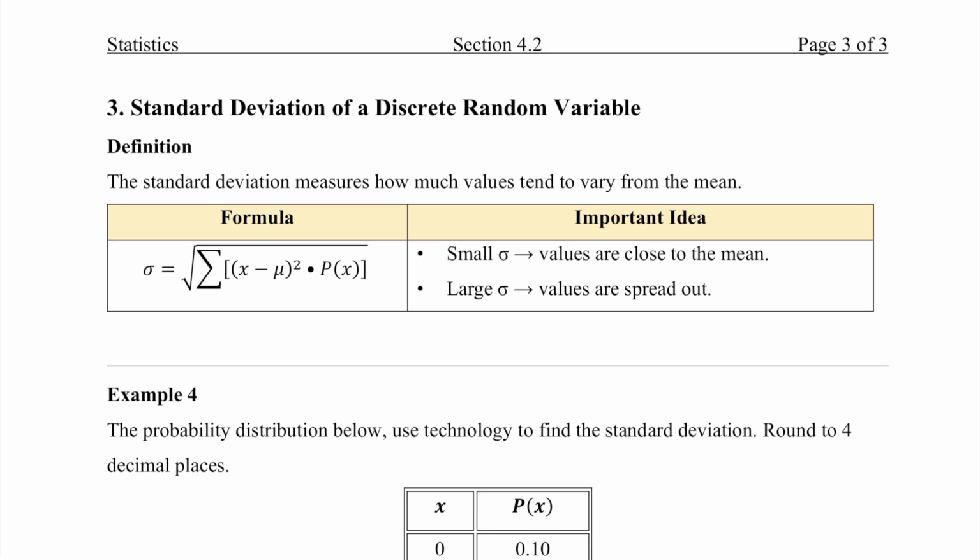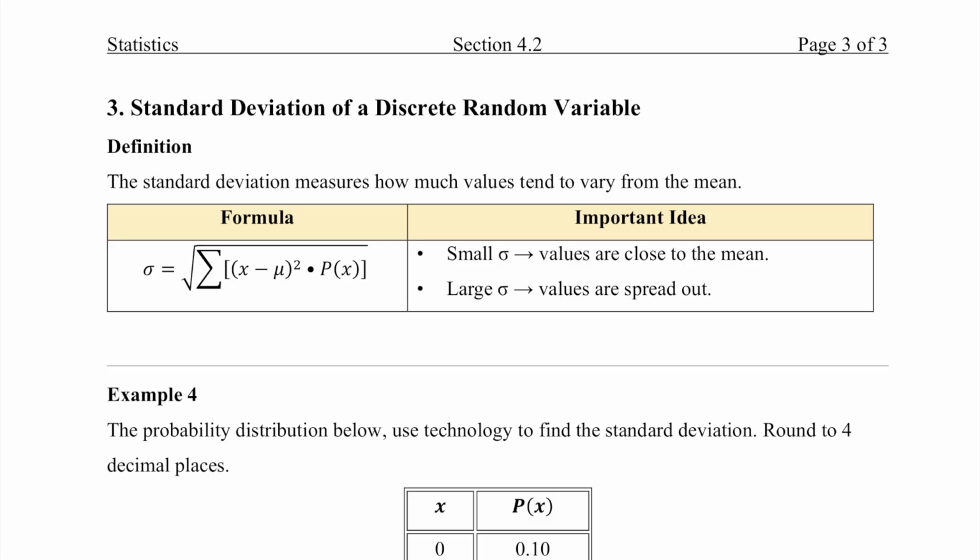Hi everyone! In this video, we're going to learn about the standard deviation of a discrete random variable. While the mean tells us the center of a distribution, the standard deviation tells us how spread out the values are around that center. Let's get started.